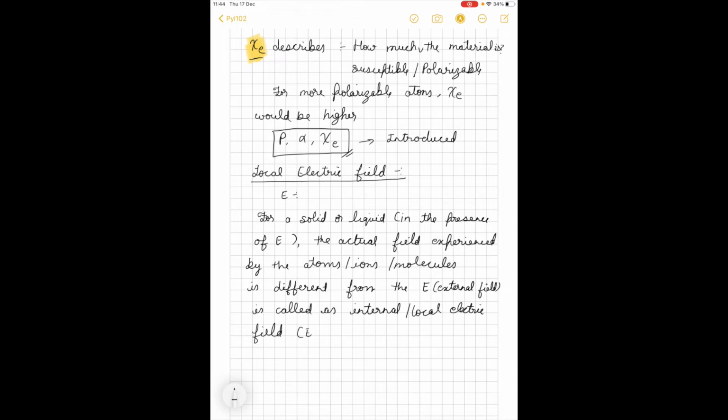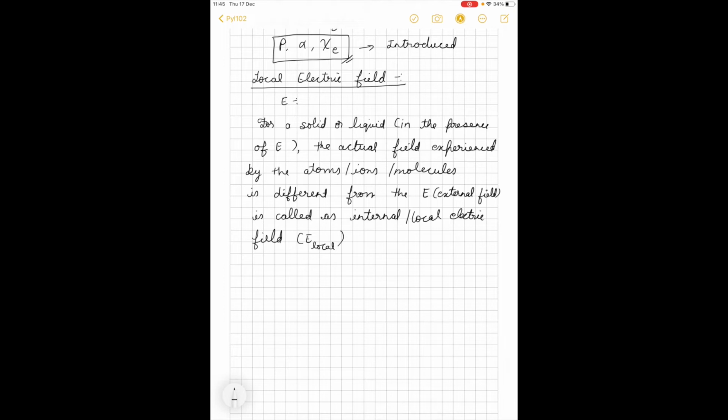Okay, and we will denote it using... So in general, if the polar nature of the material is large, then the strength of the dipole would be large, right? So that's why the local electric field will be large. So I can just say that the more polar the material is, this implies that the larger the local electric field.